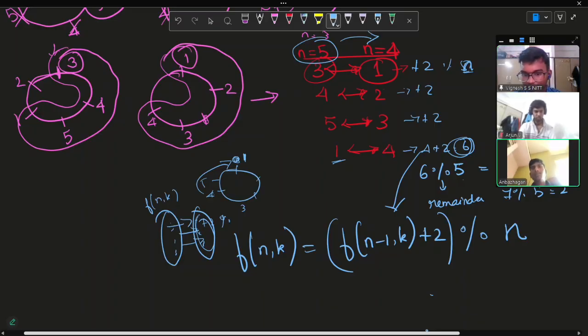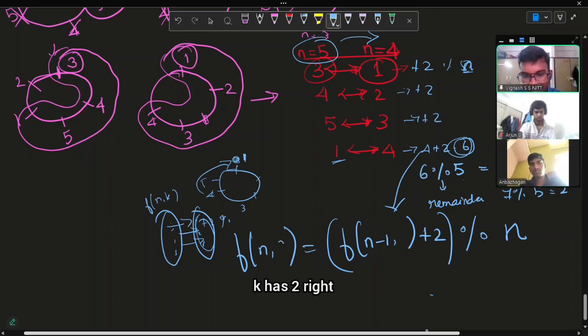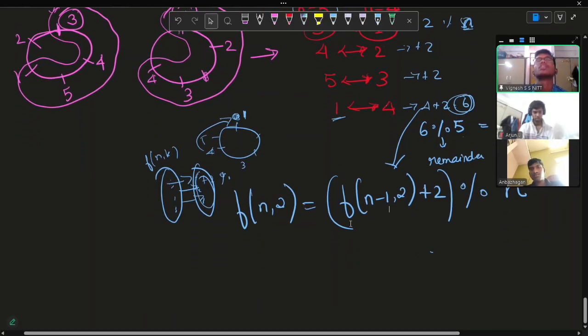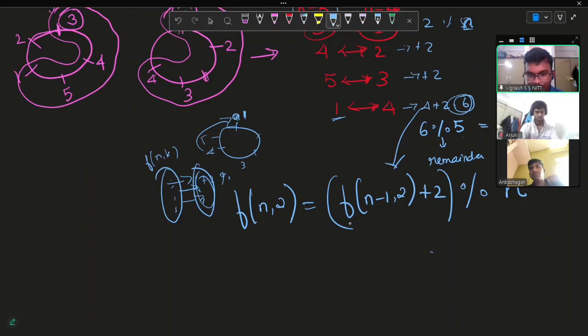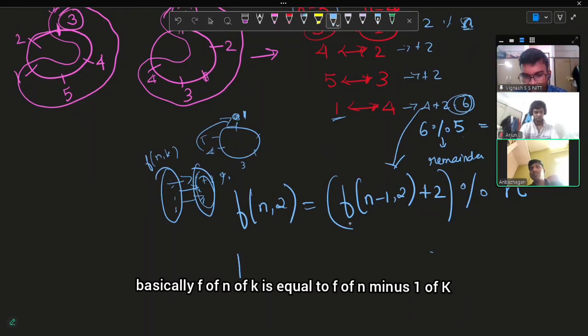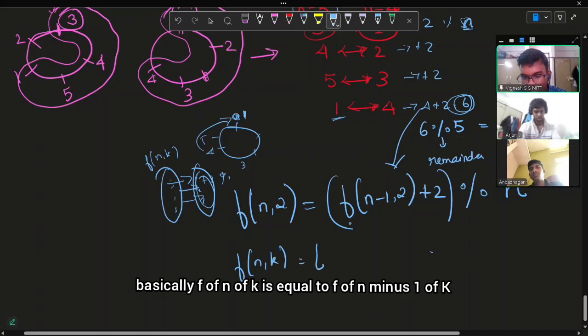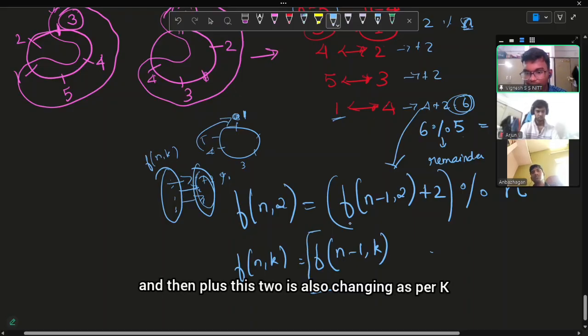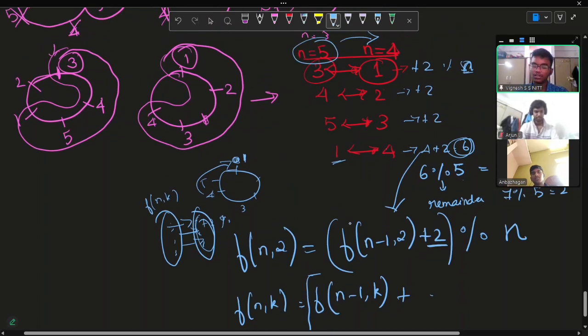Is that clear? Clear now. Okay. In our case, if you have seen, k is 2, so that it works. But for a generalized case, we want to think on that as well. So basically f of n of k is equal to f of n minus 1 of k. We'll write that first, and then plus this 2 is also changing as per k. How it changes, let's look at that. We can take another example, but we'll try to identify with this as well.